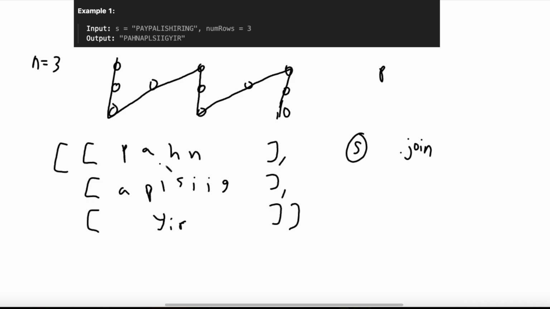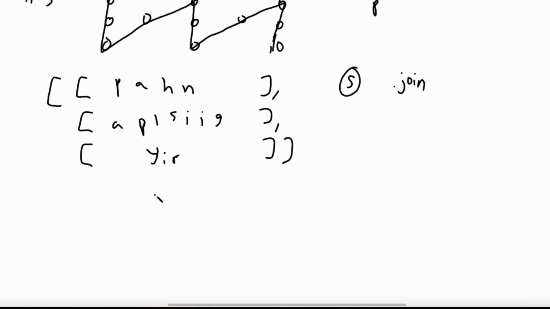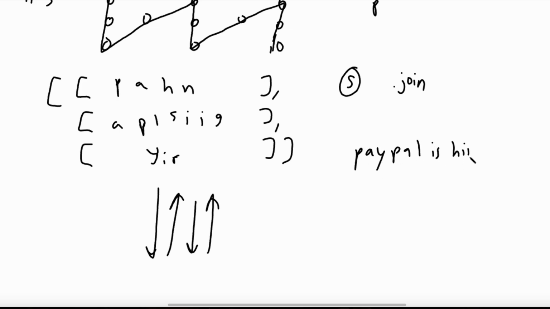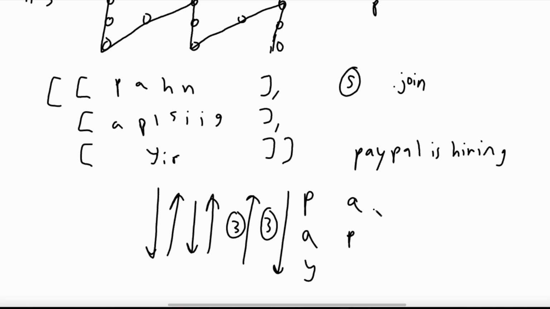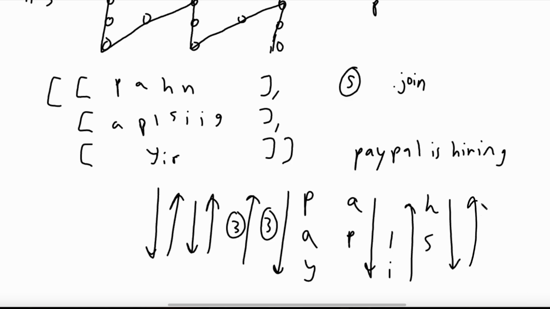But the question is, how do we get these values stored in each of the arrays? Well, the way it works is it's going to fill it up, down, up, down, up. And what I mean by this is, consider PayPal is hiring. Simulate the process. P-A-Y, we went down by 3, which is the number of rows. Then we go P-A, we go up by the number of rows, and then we go down again with PayPal I. And then we go up again, S-H, and you see where this goes. It just keeps going down, up, down, up.